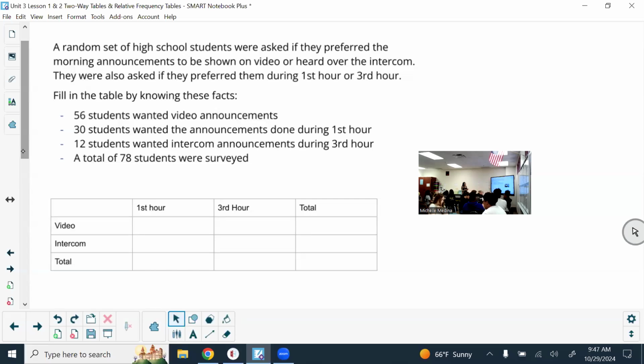So we have a random set of high school students who were asked if they prefer the morning announcements to be shown on video or heard over the intercom. They were also asked if they preferred them during first or third hour. Fill in the table by knowing these facts. So you have some information. You can fill out the whole table, but start with what they give you, and then use your critical thinking skills to fill out the rest.